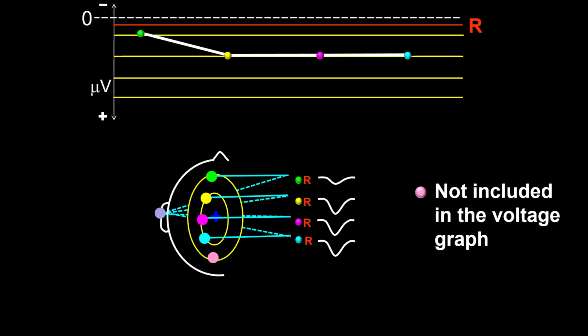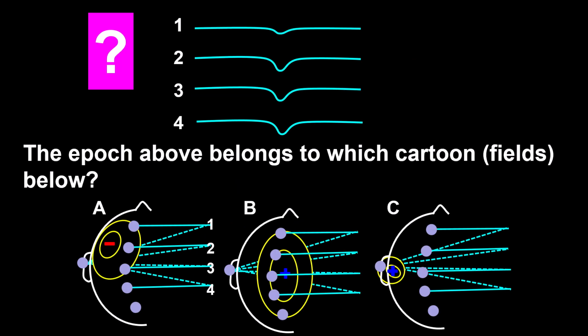The yellow, magenta, and aqua electrodes are in the same positive voltage line. Hence, their wave will have the same configuration. The green electrode is at a less positive level. So the answer to this question is B.